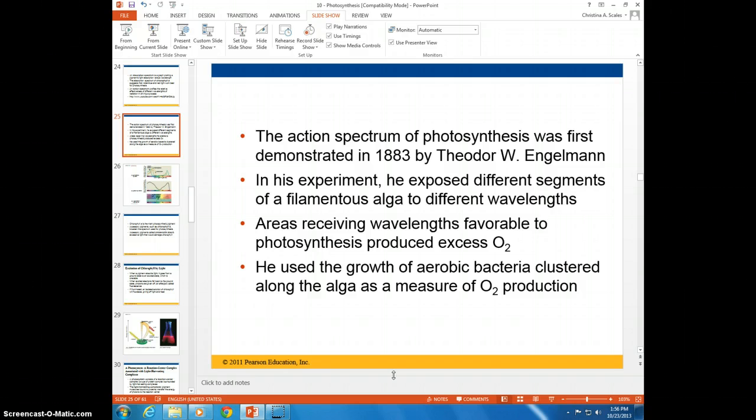He exposed them to different wavelengths, and the areas that received favorable wavelengths produced excess O2. He used the growth of aerobic bacteria clustered along the alga as a measure of O2 production. So he wasn't actually measuring the O2, he was simply using the growth of bacteria as an indicator for how much oxygen was produced by this filamentous alga.